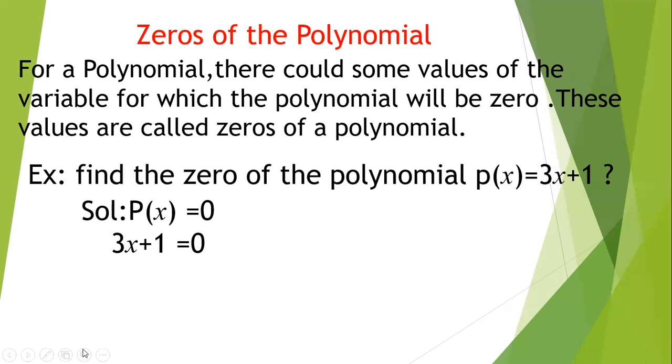Next, this positive 1, that means plus 1, comes to this side and becomes minus 1. So 3x is equal to minus 1. Next, x equal to what? Here 3 is multiplying, coming to this side it will divide minus 1, that means minus 1 by 3. This minus 1 by 3 is called the zero of the polynomial. For which value is it 0? For minus 1 by 3, it will be 0. How can we verify it? We substitute x equal to minus 1 by 3 in this polynomial, and we get 0.